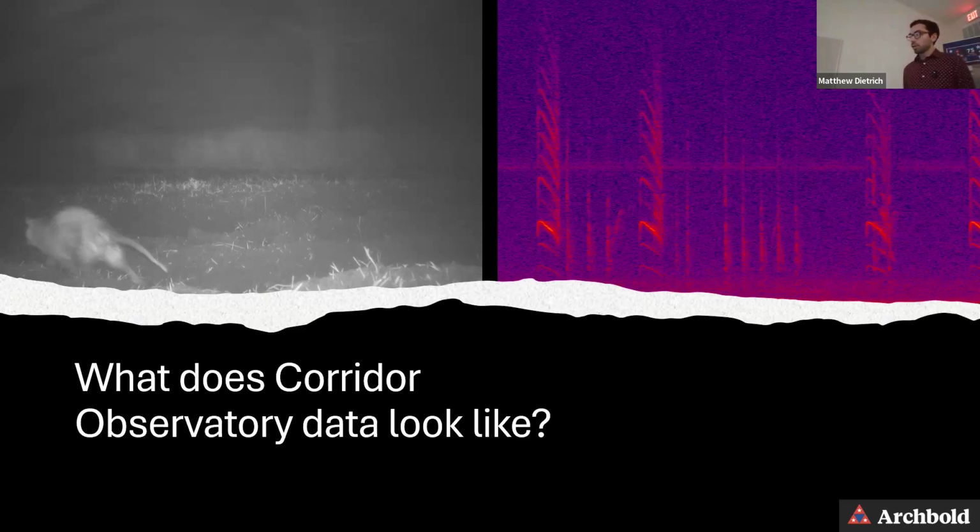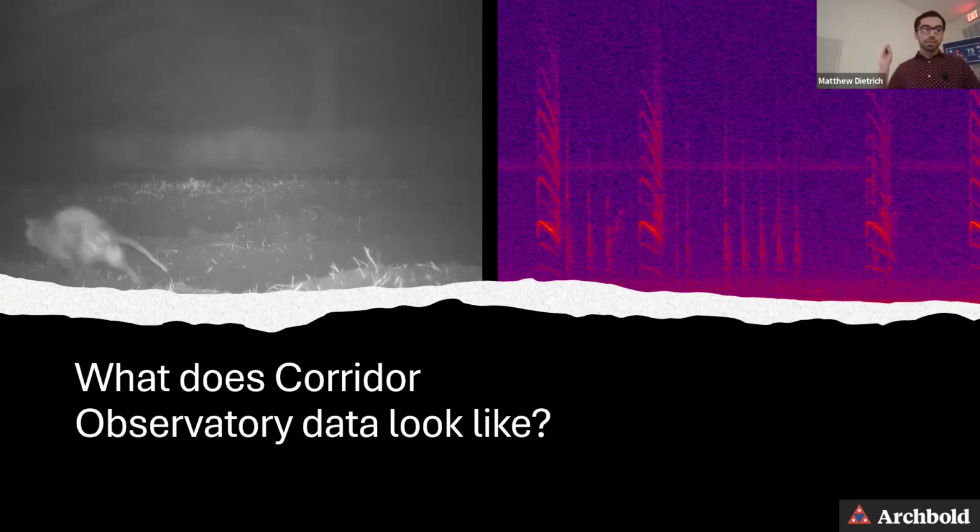So what does Corridor Observatory data look like? We are collecting image data, you can see that on the left, and audio data, you can see that on the right. It's hard in some ways to visualize the audio data. I would play a sound clip as well. But more or less, this is seen in the same way in both cases by the computer.